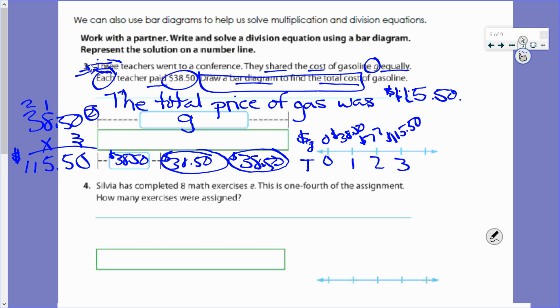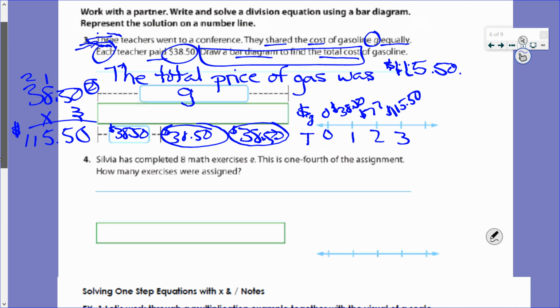Does this make sense so far? Yeah. It's just on a number line format instead of using a bar diagram. But it's the same information, just two different ways. So whichever way you feel better on, you'll be able to do.